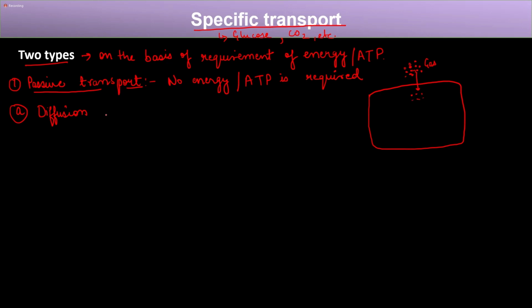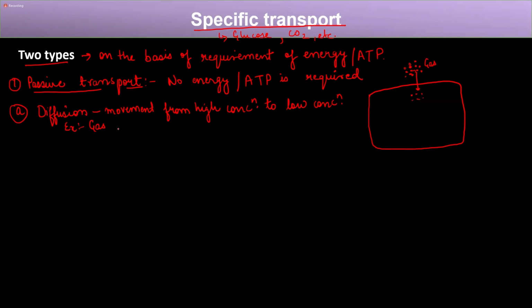So what do we understand by diffusion? We saw that it is the movement of a material from high concentration to low concentration. This is known as diffusion. And in the case of the plasma membrane, what are the examples of diffusion? The examples are gases.